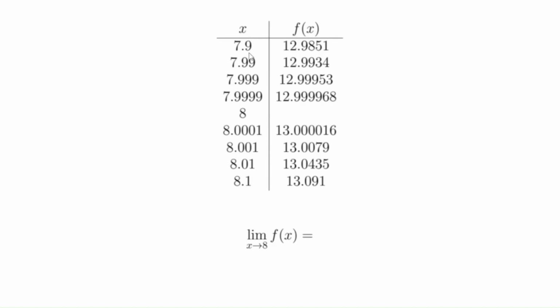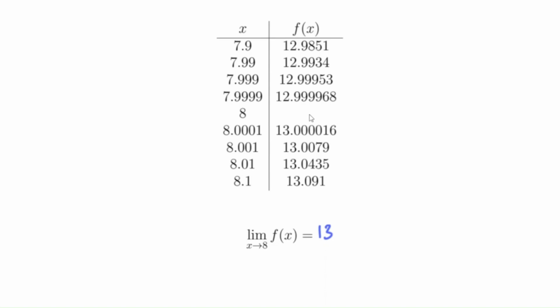So notice as my inputs here are getting close to 8, right? So I have 7.9, 7.99, and so forth. We also have 8.1, 8.01. As my inputs are getting close to 8, what are my outputs getting close to? Well, notice it looks like they're getting closer and closer to 13. So what we say is that the limit as x approaches 8 of f of x is 13. So this answer would be 13.